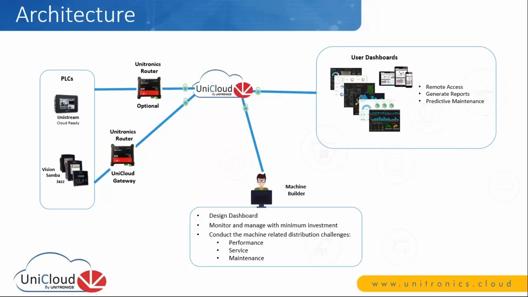Now, architecture. You'll see here in the middle is your UniCloud account. I want to start with PLCs on the left-hand side. Now, the Vision, Samba, and Jazz are required to communicate to the cloud through a Unitronics router. And the reason for this is the means of passing data is with the protocol MQTT. Vision, Samba, and Jazz do not support native MQTT. The router is what is allowing that capability for transmission. So that is why a router is required in this case.